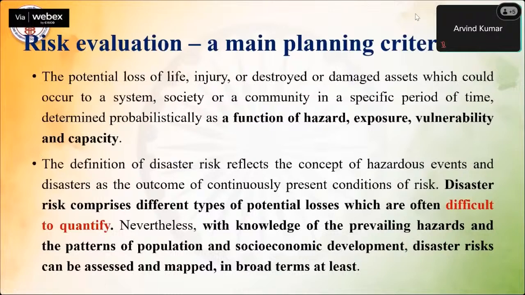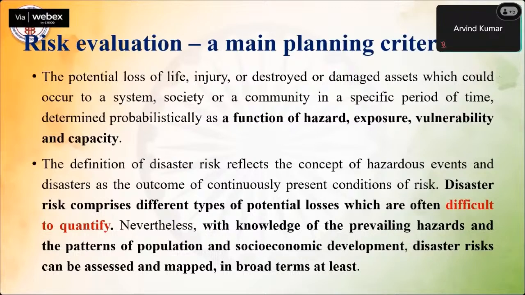Now we move further that disaster management preparedness hangs around risk evaluation, which is a main planning criteria. The potential loss of life, injury, or destroyed or damaged assets which could occur to a system, society, or a community in a specific period of time, determined probabilistically as a function of hazard, exposure, vulnerability, and capacity. Okay. Then the definition of disaster risk reflects the concept of hazardous events and disasters as the outcome of continuously present conditions of risk.